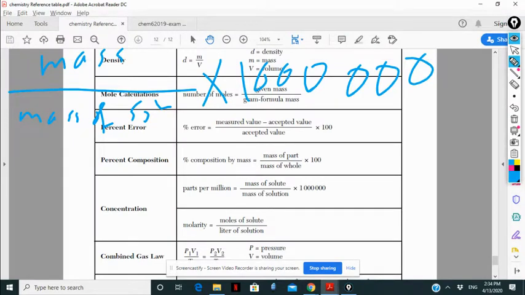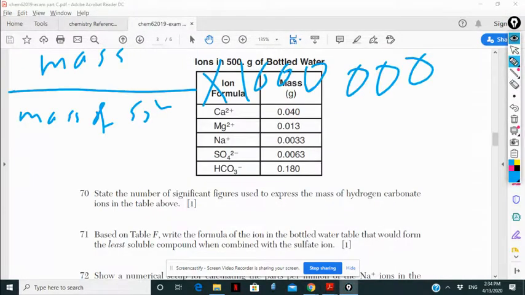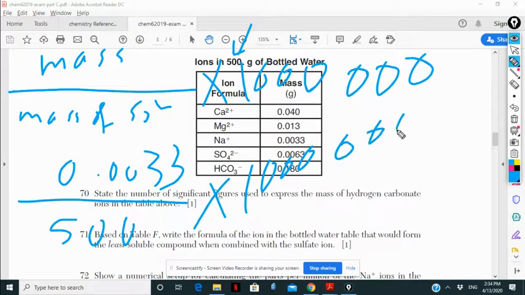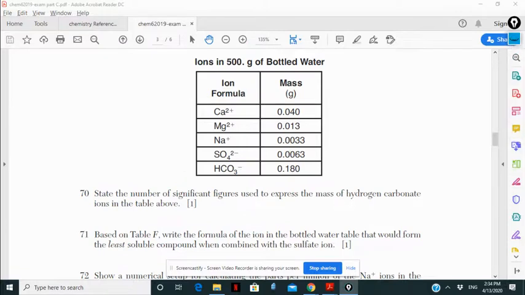Okay. So he wanted a numerical setup for the ion. The ion mass is 0.0033 over the whole solution, which is 500, times a million. That's the numerical setup.